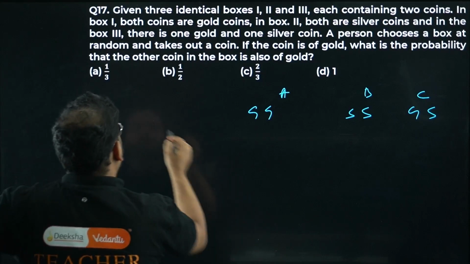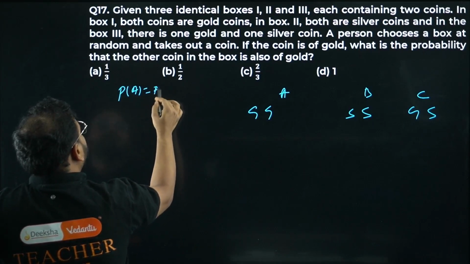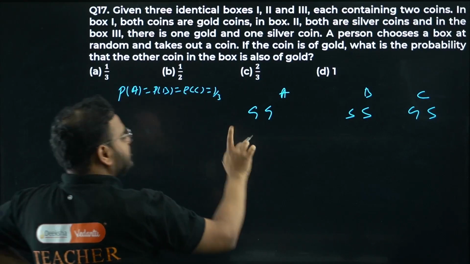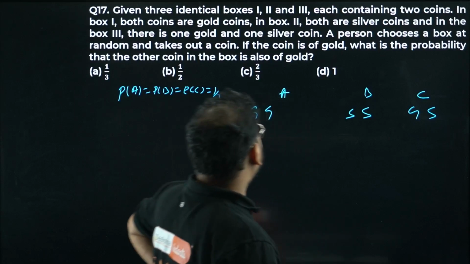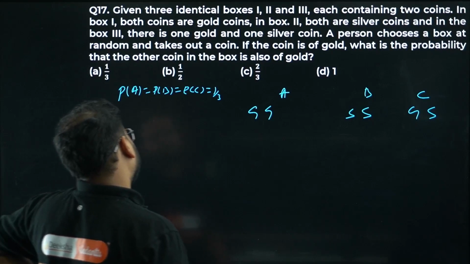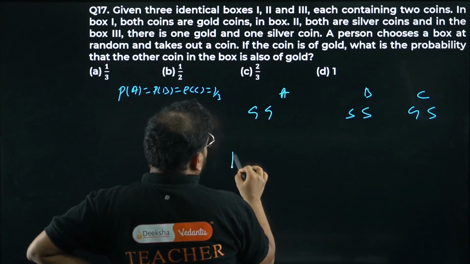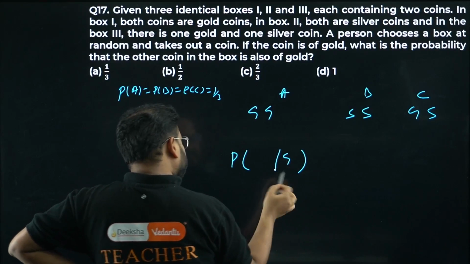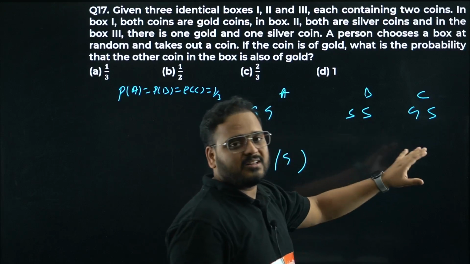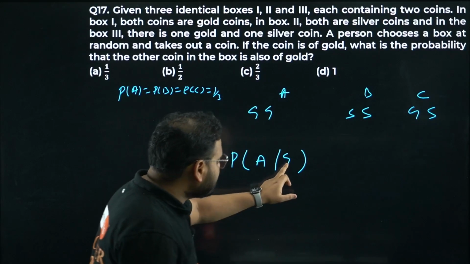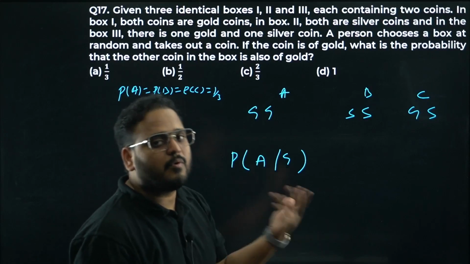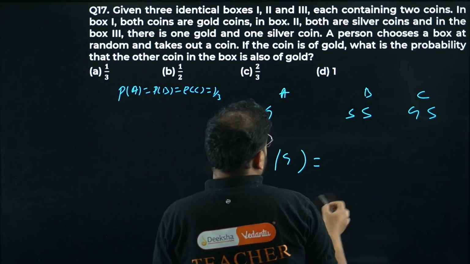Now the question is, a person chooses a box at random. So P(A) equals P(B) equals P(C), equal to 1 by 3. 1/3 chance of picking any of the boxes. If the coin is gold, what is the probability that the other coin is also gold? We are looking for the first coin gold and the second also gold. From the first box only it is possible, because in the second box there is no gold, and in the third box you have only 1 gold. The second one can be gold only if they have chosen box number 1.